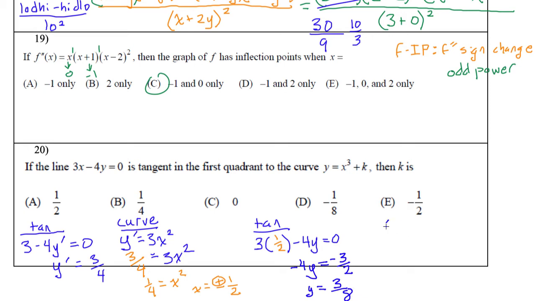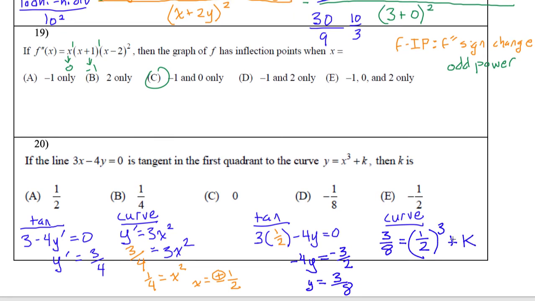All right, and then finally going back into the curve to solve for k. I have my y, I have my x, I don't have my k. My y I just found was 3/8. My x I just found over here is 1/2. That's going to be to the power of 3, and that's going to be plus k. All right, 1/2 to the power of 3 is just 1/8, so this now becomes 1/8 plus k is equal to 3/8. And if I subtract 1/8 from both sides, I'm left with 2/8, which is equal to 1/4, which is the value of k. Correct answer is B.